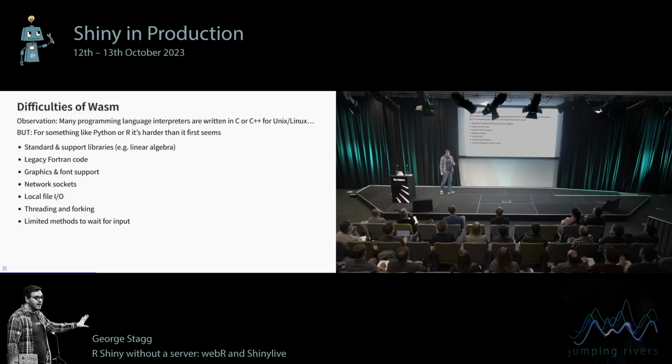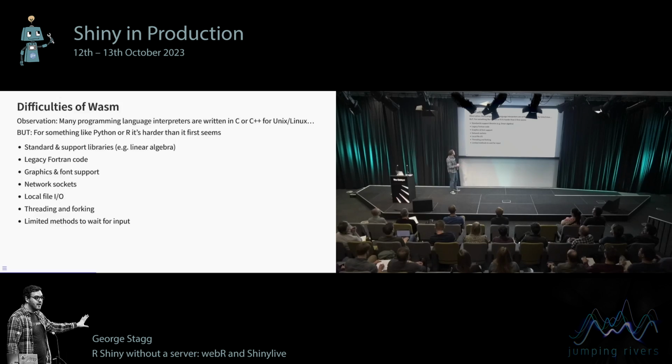So, for example, you can't open local files or any network sockets from inside WebAssembly. And that's a shame because with things like R, you can do read.csv and give it a URL and it will download that data for you, and that's really nice. So that's a shame. Threading and forking is difficult in WebAssembly. There's no native threading instructions. Graphics and font support is a bit difficult because WebAssembly doesn't have access to something called the JavaScript DOM, so you have to kind of work around that.